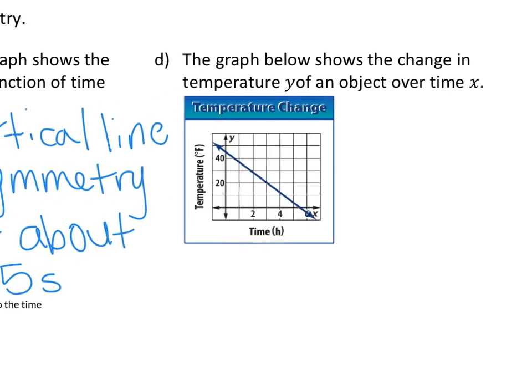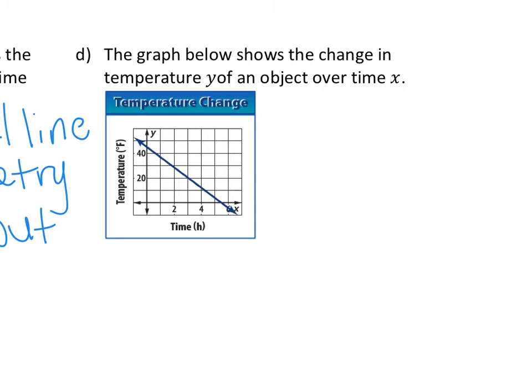Letter D. The graph below shows the change in temperature y of an object over time x. So is there any sort of line that you can draw, vertically or horizontally, that would make the graph match on either side? So let's draw a line. And let's see if anywhere it would be symmetric. If I were to put the line here, right in the middle, and I fold on that line, it wouldn't be symmetric. The graph would be going in different directions.